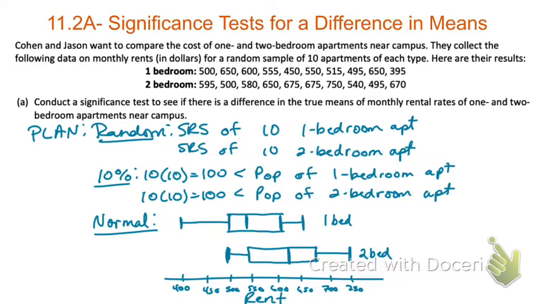Good. I think that's normal. Do we see strong skewness, like a whisker missing? No. Do we see any outliers? No. So what does that mean? It's approximately normal. T procedures apply because these are approximately normal. So we can say no strong skewness, no outliers, and so then we can say T procedures apply.